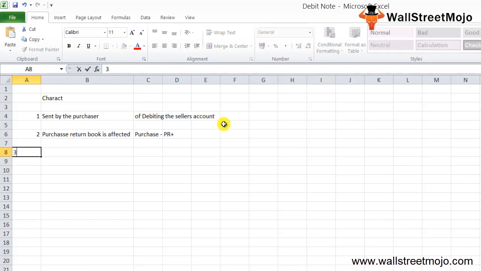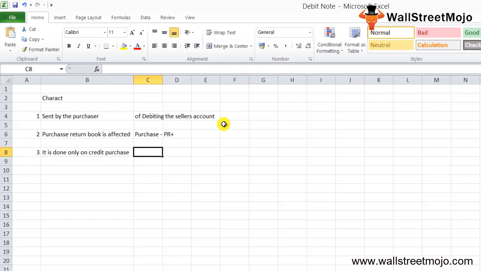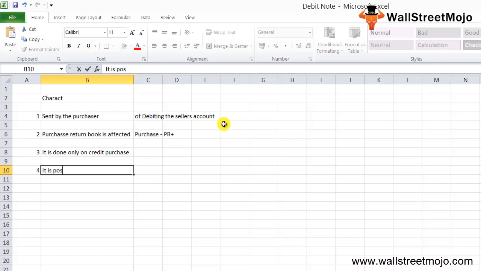Now, the third part, it is done only on credit purchase, right? When the purchaser buys goods on credit and he feels that the amount of the purchase needs to be reduced due to one of the many reasons like defective products, and honestly increasing the purchase amount, etc., the note is actually issued over here. Now, fourth, it is positive for the purchaser.